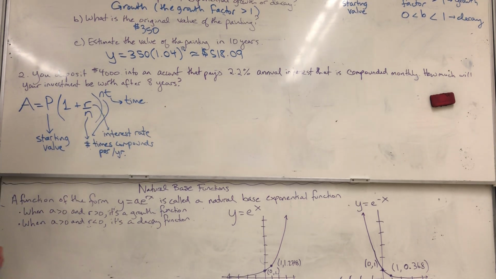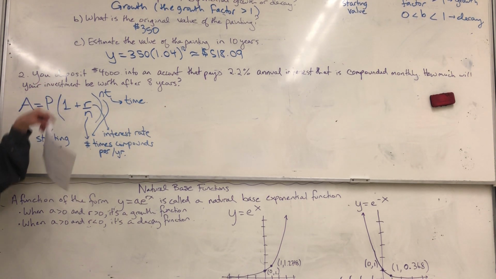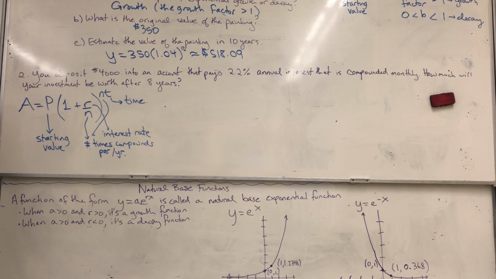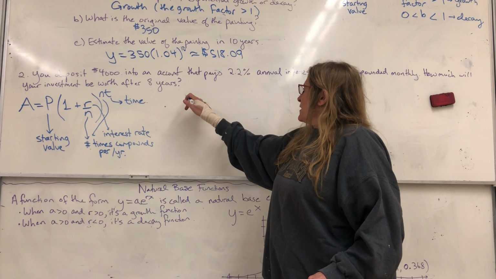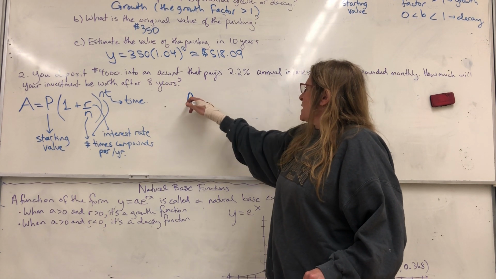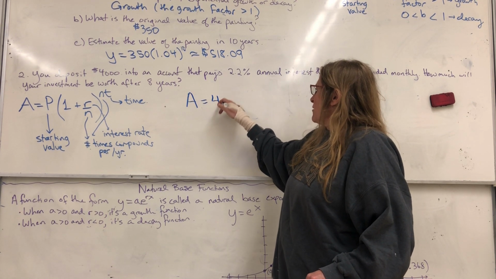So let's see this in use. I have a $4,000 investment that pays into an account that pays 2.2% annual interest compounded monthly. How much will the investment be worth after 8 years? Okay, so let's see what this is. Our principal in this case is our starting investment. So that's going to be $4,000.